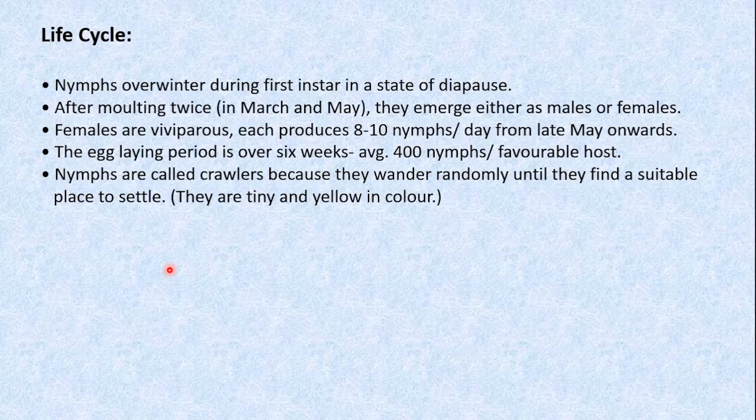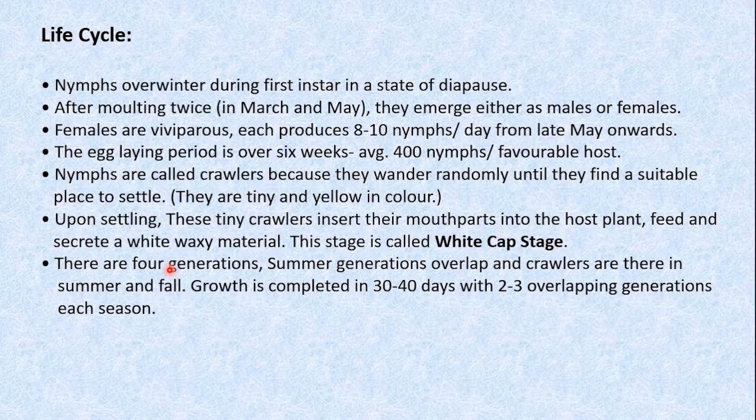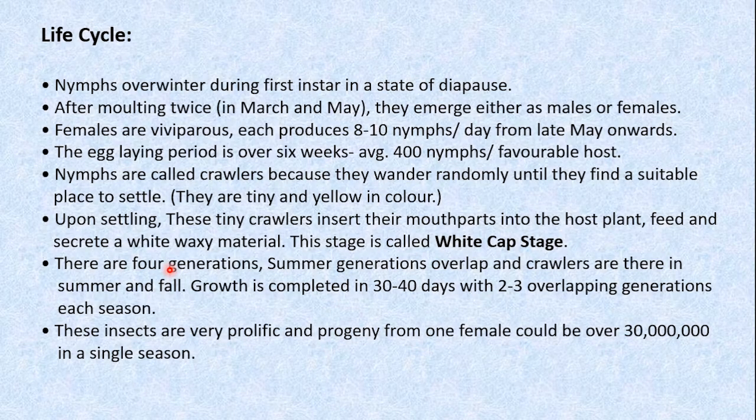Now, nymphs are called crawlers, as we explained earlier, and upon settling, these crawlers insert their mouth parts into the host plant and start sucking the sap. Meanwhile, they secrete a waxy material, and this stage will be called white cap stage. We will see the white cap stage in photographs later on. Now, there are 4 generations, typically having some generation overlap. These insects are very prolific, and progeny from one female could be over 30 million in a single season.